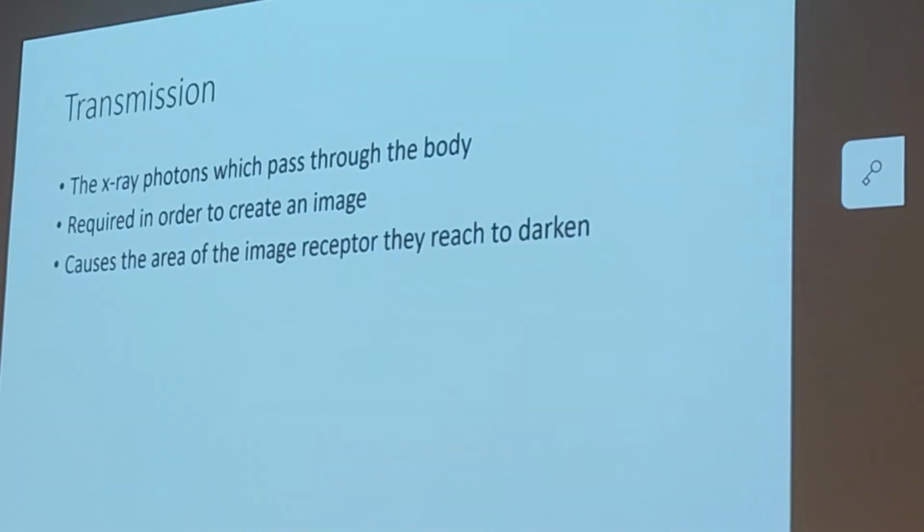So yeah, transmission. This is preferably in the lungs. Whenever you take a chest X-ray, the photons are passing through the lungs, hitting the IR, which makes the image black. There's no absorption going through, right? So the X-ray photons will pass through the body, required in order to create an image, causes the area that the image receptor reaches to darken.